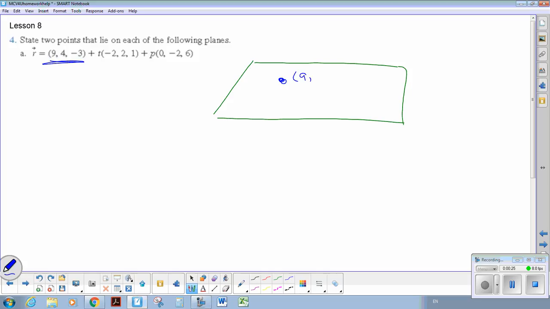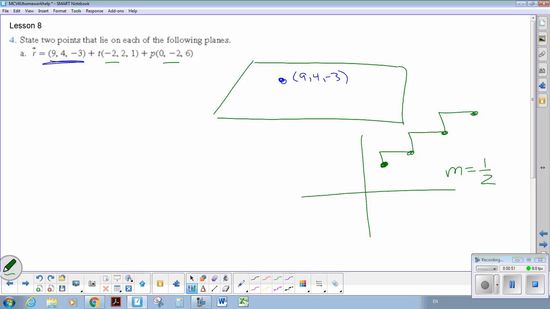So 9, 4, -3. The two direction vectors that we have are kind of like slope. They're telling us how to move from point to point, okay? So if you remember way back in grade 9, if you had a point, you could find the next point by following the slope. So if the slope is 1/2, you'd move up 1, over 2, up 1, over 2, and you could find a series of points on the line. That's all we're really doing here with the direction vector.